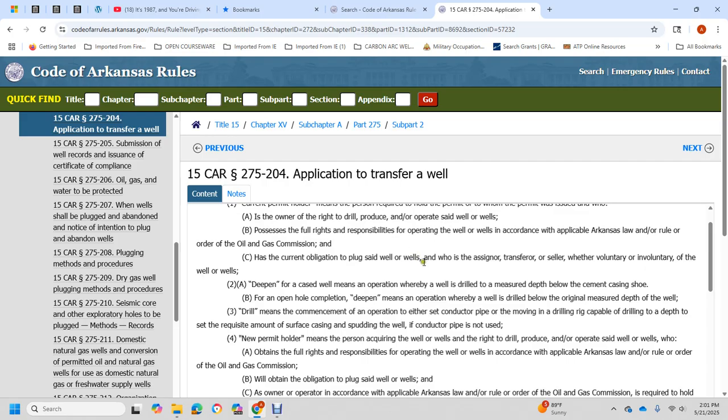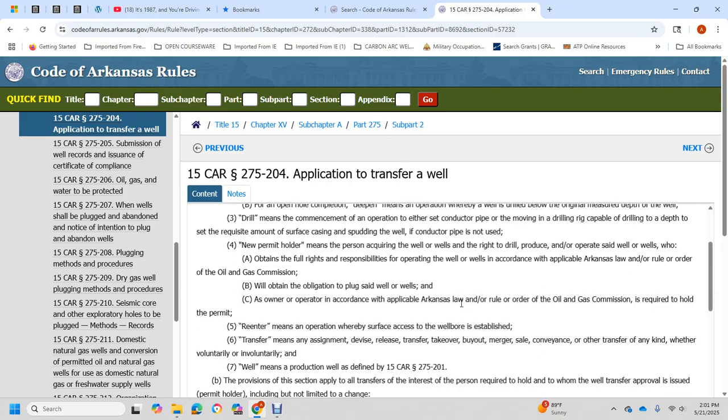New permit holder means the person with the right to drill, with the produce of the operator, who shall obtain the full right and be responsible for the operating of the well, in accordance with the Arkansas law and rule and order of the Oil and Gas Commission. It will obtain the obligation of plugging and abandoning the well, as owner and operator, in accordance with applicable Arkansas law, rules and orders of the Oil and Gas Commission, is required with the holder of the permit re-entering with the beginning of the operation.